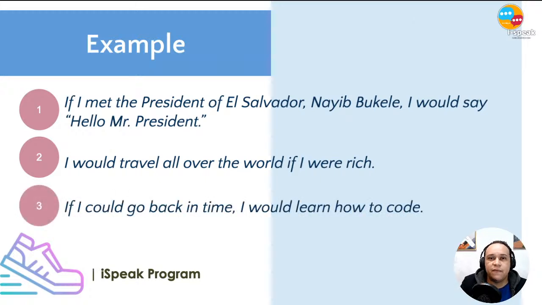Last but not least, if I could go back in time, I would learn how to code. Yep. The truth is that we cannot go back in time. We cannot have a rewind machine that can send us to the past so we start all over again. So that's impossible. It's just in my imagination. If I could go back in time, I would learn how to code.